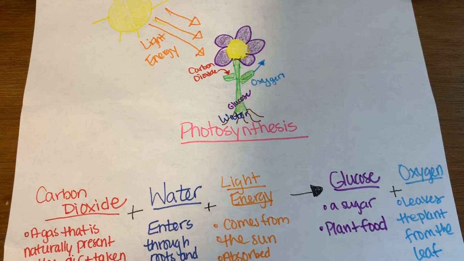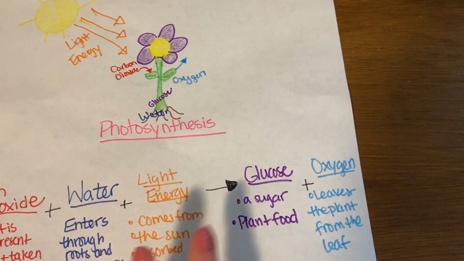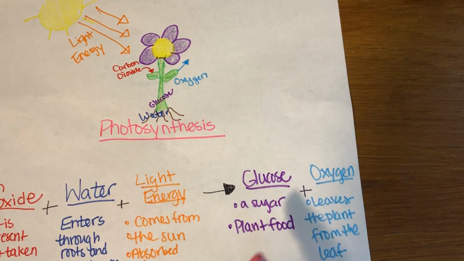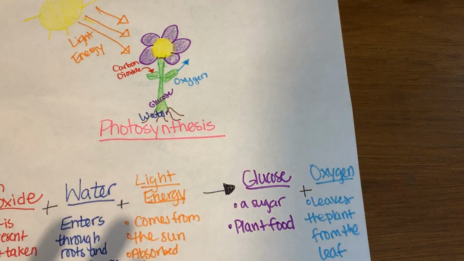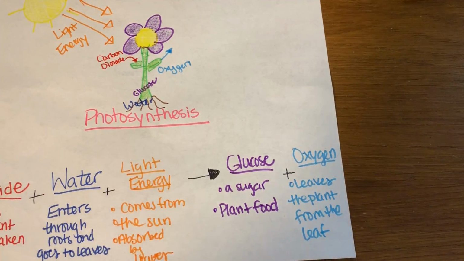Okay, so they take in the carbon dioxide that we breathe out, they take in water, and they take in light energy from the sun, and then they do their magic and they turn it into two things. They turn it into glucose, which is a kind of sugar. It's basically plant food. They hold on to that, and that's what keeps the plant alive. And they also turn it into oxygen.